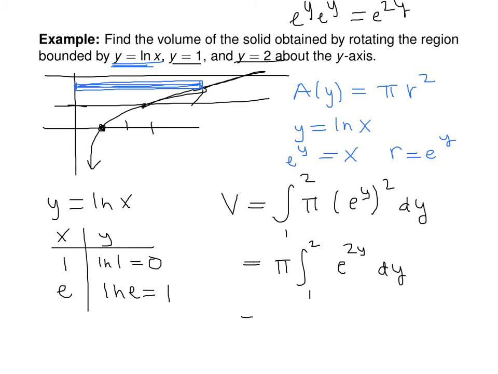Now the antiderivative of e to the 2y is one half e to the 2y. If you just think backwards, if you differentiate e to the 2y, you get e to the 2y times 2. But you don't have times 2, so you need a coefficient of 1/2. So that when you differentiate pi times 1/2 e to the 2y, you get back pi e to the 2y. Evaluate it from 1 to 2. So that will give us pi over 2 times e to the 4th minus e.